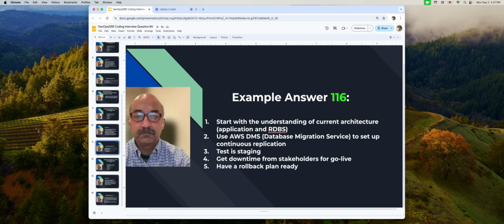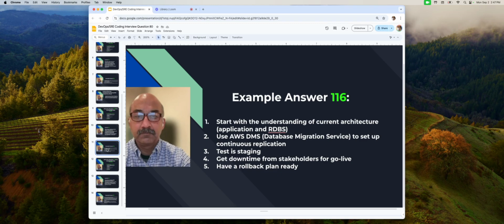A lot of times it's done in two phases. You're making a copy, right? But you're still writing to your on-prem. But one day you start reading from both your on-prem and your AWS hosted database, and then you can drop reading from your on-prem, and finally you can stop writing to your on-prem and start writing to your AWS database.